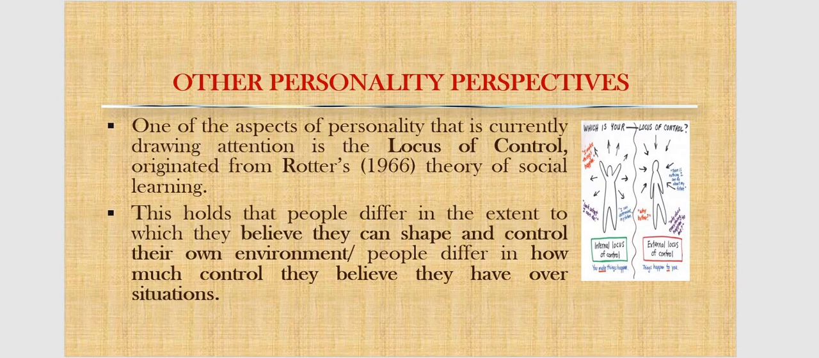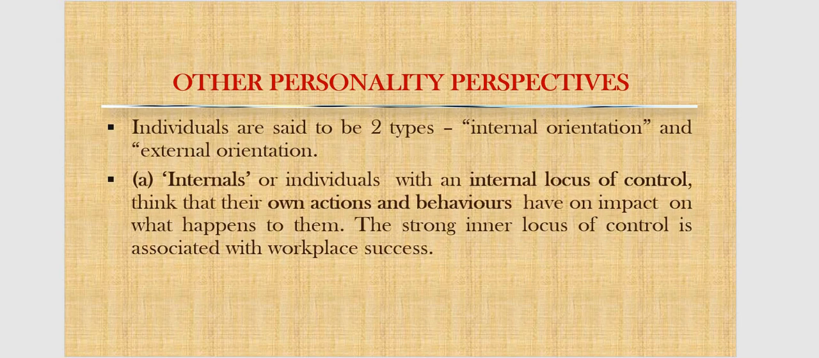And so one of the aspects of personality currently drawing attention is the locus of control. So we are also going to look at the locus of control. And so we say this shows people differ in the extent to which they believe they can shape and control their own environment. Or people differ in how much control they believe they have over situations. And so we have the internal locus and we also have the external locus orientation.